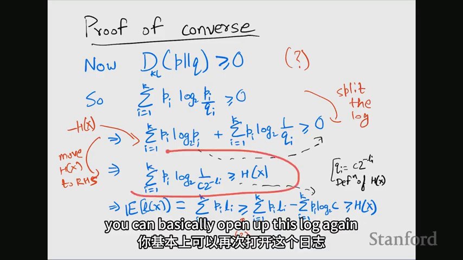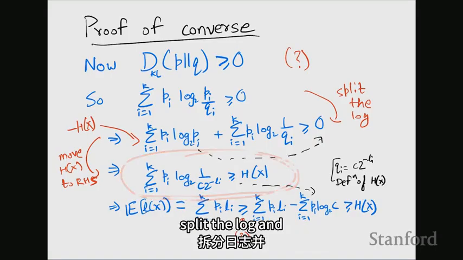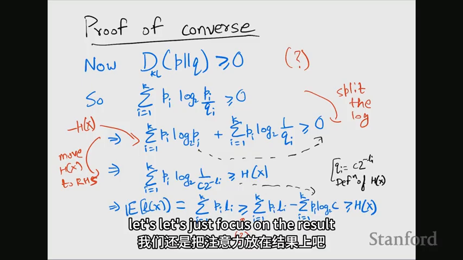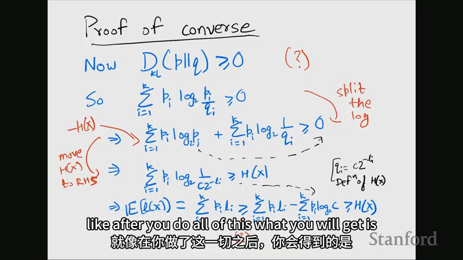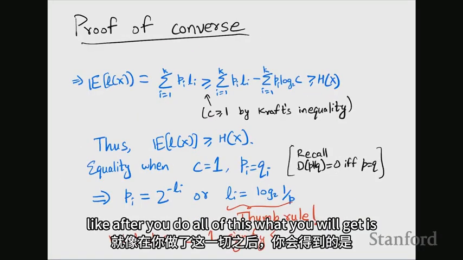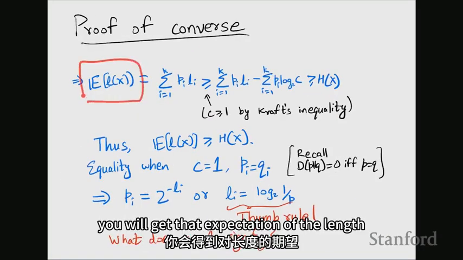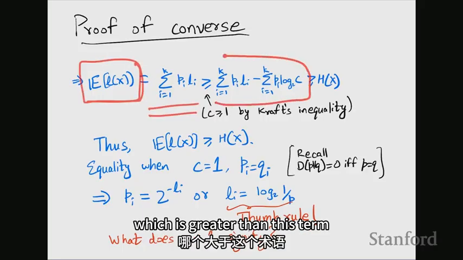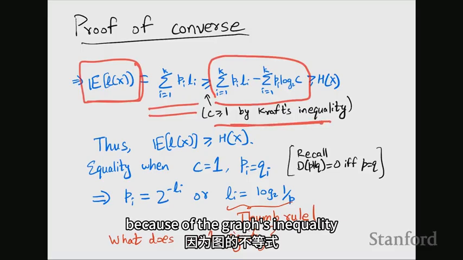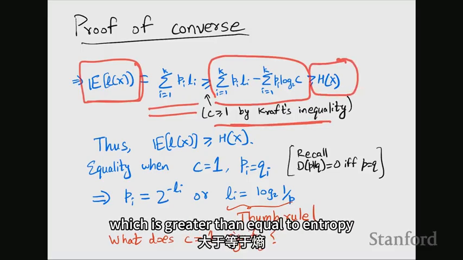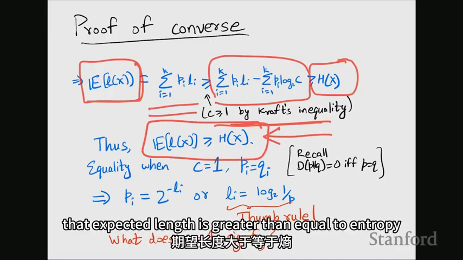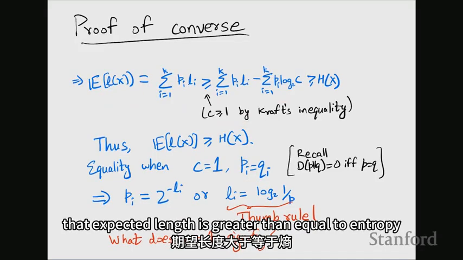You can basically open up this log again, split the log, but let's not do this. Let's just focus on the result. After you do all of this, what you will get is that the expectation of the length is equal to this, which is greater than this term because of Kraft's inequality, which is greater than or equal to entropy. So long story short, this is the main result, that expected length is greater than or equal to entropy, right?